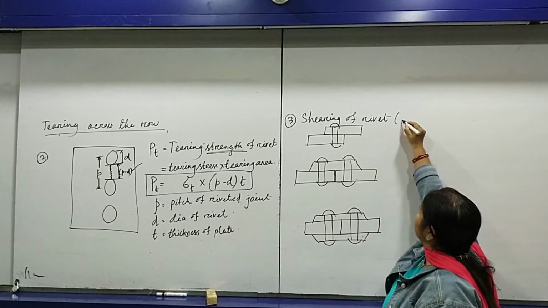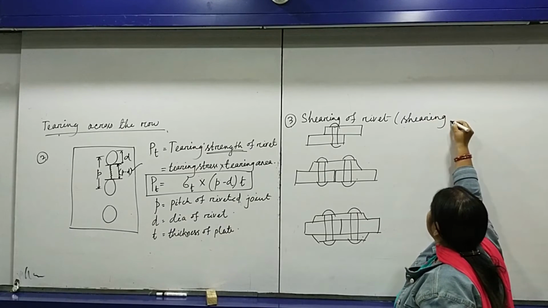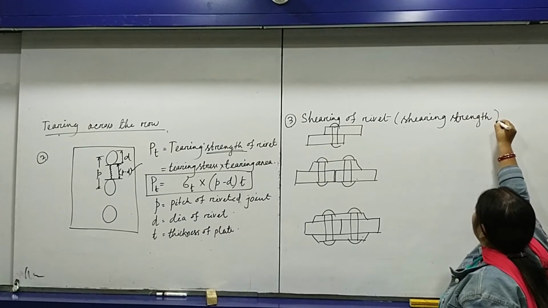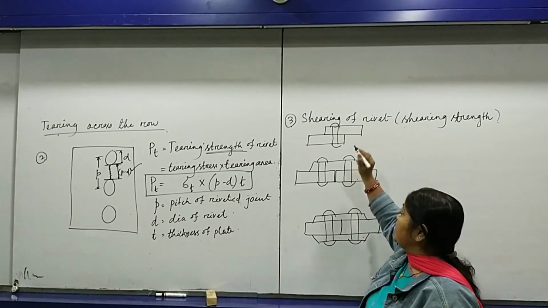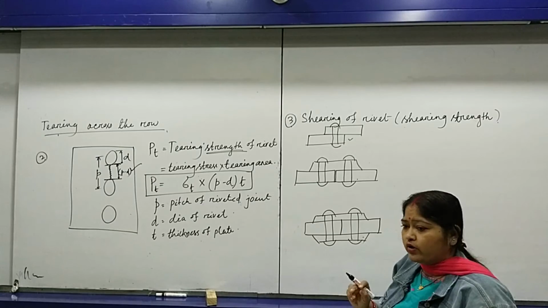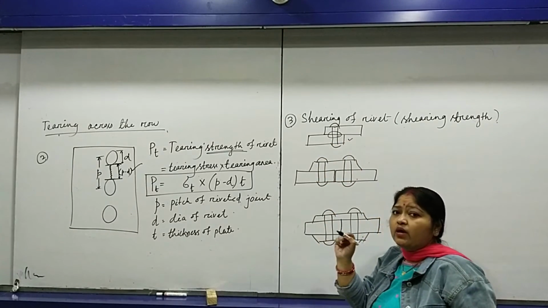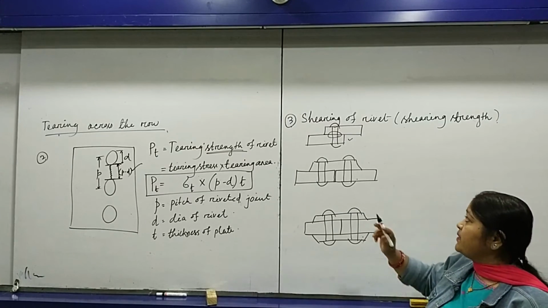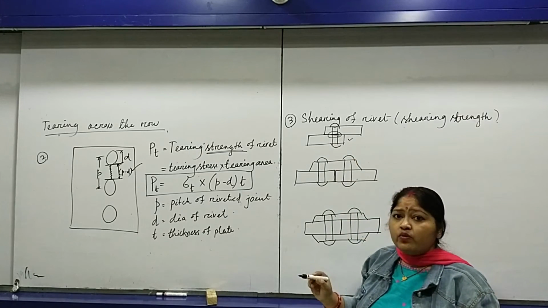Okay, shearing of the rivet, or the shearing strength of the rivet. So in the case of a lap joint, what happens? Single shear will occur. Shearing takes place only at one surface of a rivet. In this surface, the shearing will occur.